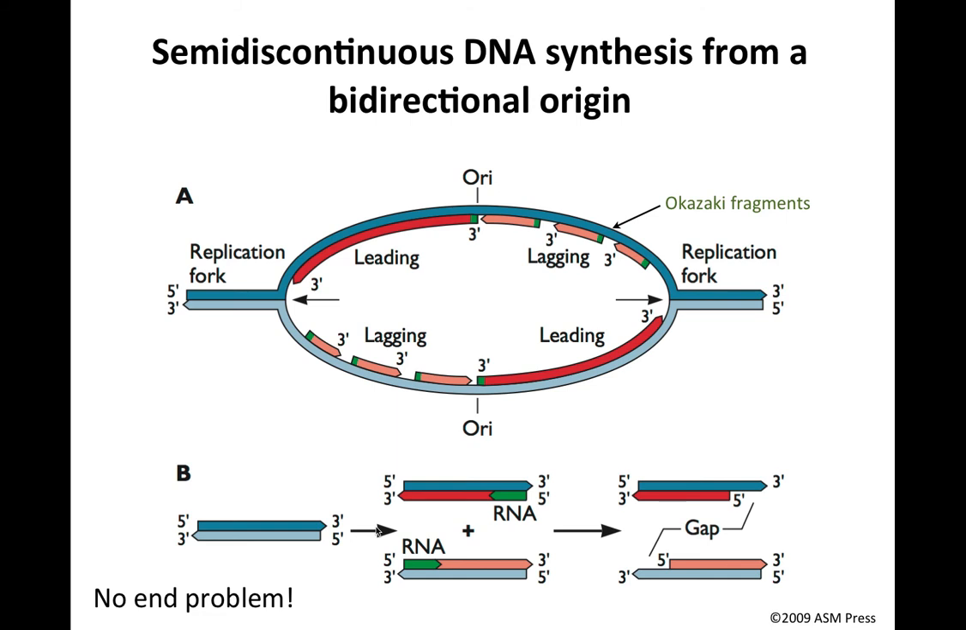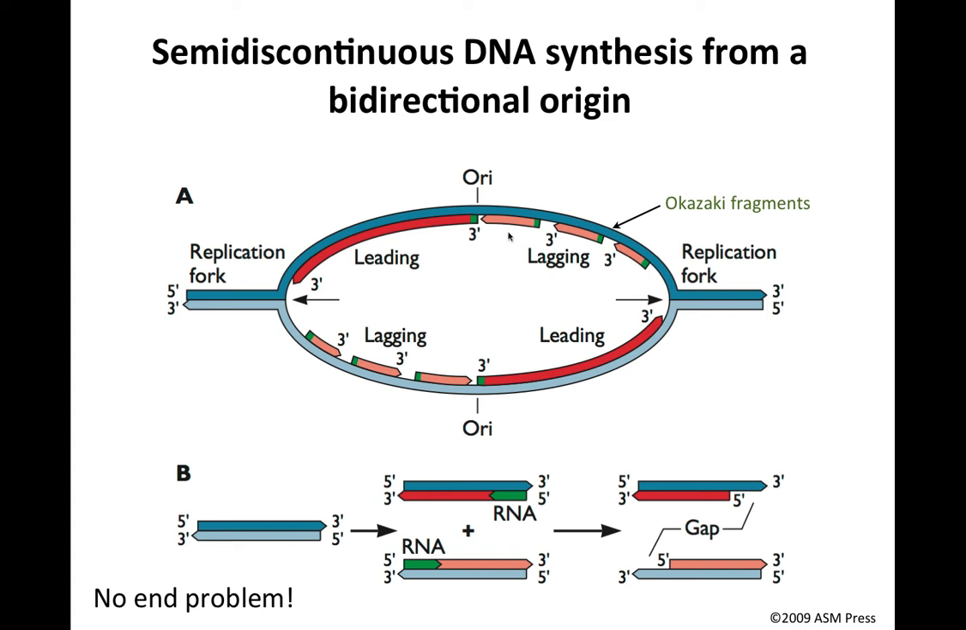Here is a schematic of the replication fork, and not only is DNA synthesis bidirectional, as I've already told you, it's happening in both directions from the origin, leading to this bubble, two replication forks, but it is semi-discontinuous. What does that mean?